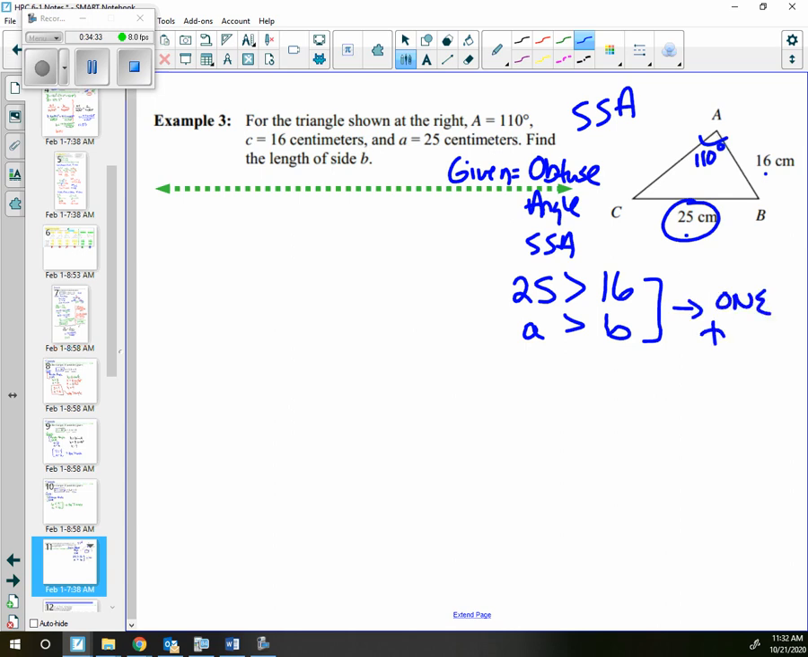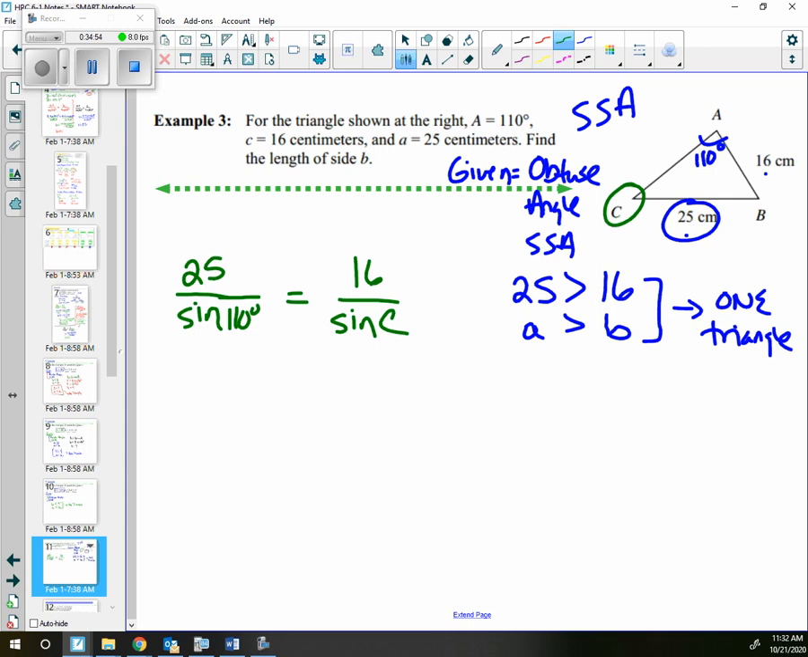So this one I will go through and actually do the solving for so you can see what that looks like. The only thing that I can solve for is going to be this angle C. It's the only piece of information that I can do. So I know everything about A. So 25 centimeters is to the sine of 110 degrees, as little c, 16, is to the sine of angle C.